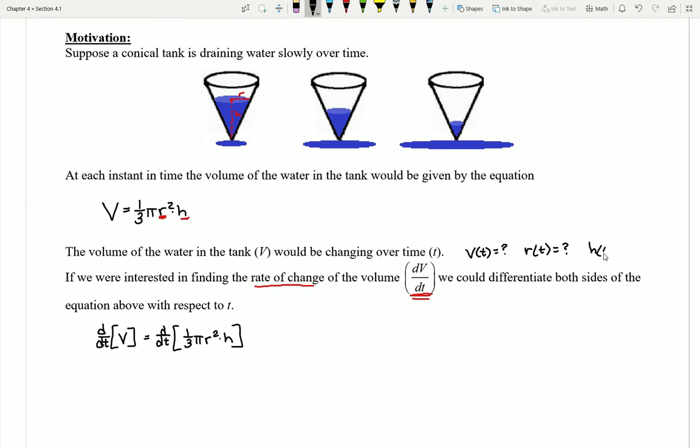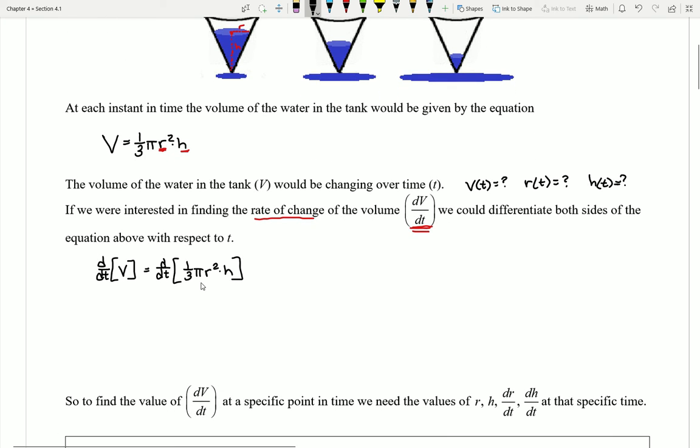I could tell you the h if you could tell me the time. I could tell you the volume if you could tell me the time. So all of these different variables here depend on time. And so what we're actually doing here then is an implicit differentiation, where all of these variables are kind of acting like y used to act back in section 3.8.